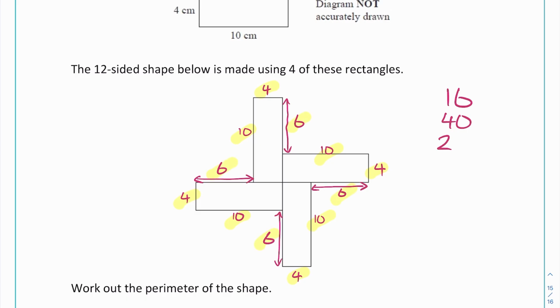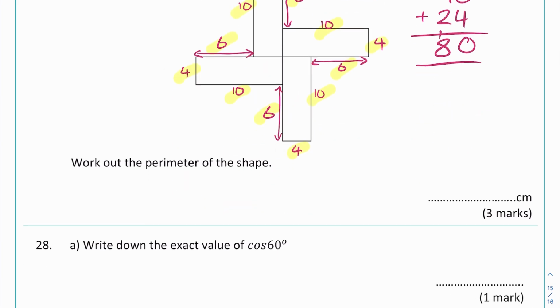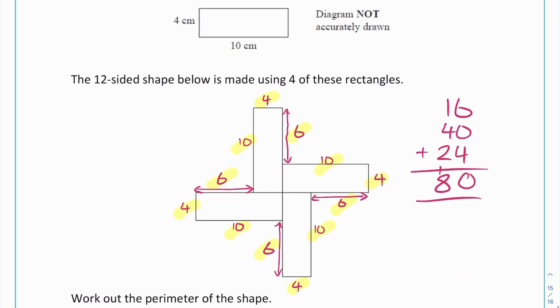And that is 24. And then add them all together: 6 and 4, 10. 10 and 4 is 14, 5, 6, 7, 8, so that is 80. So there we go. The total perimeter there is 80 centimetres. That was just all about finding that missing gap of the 6, really.